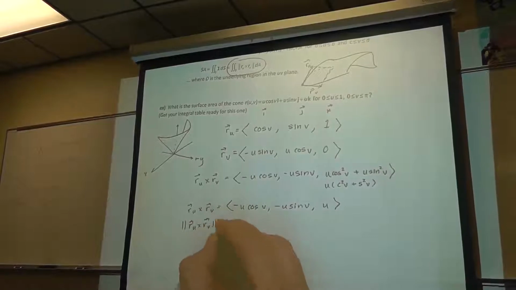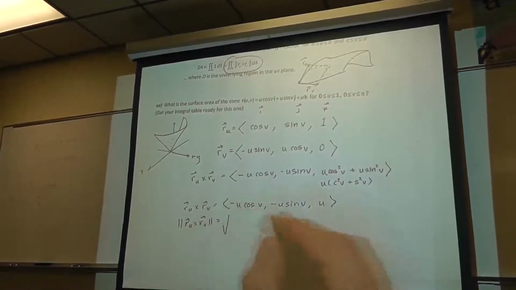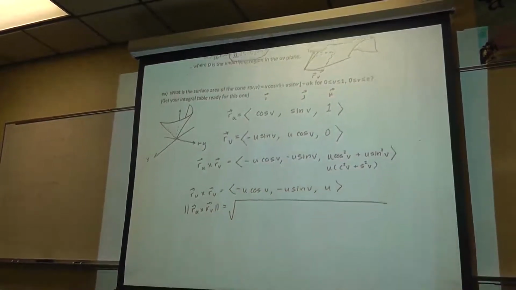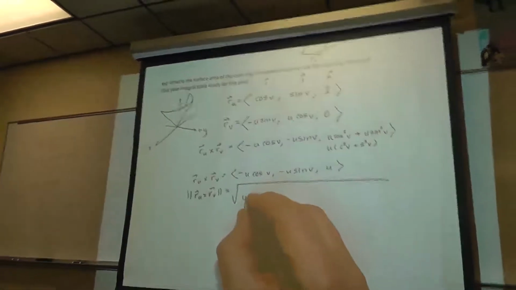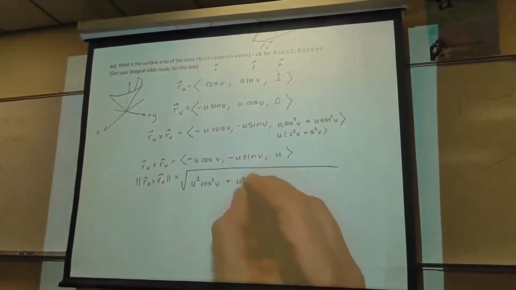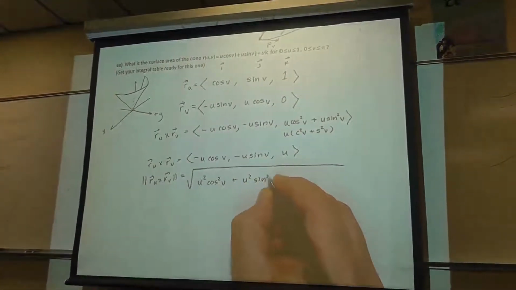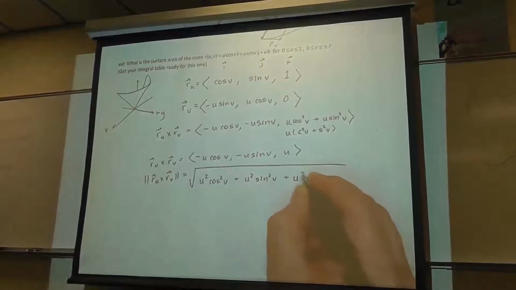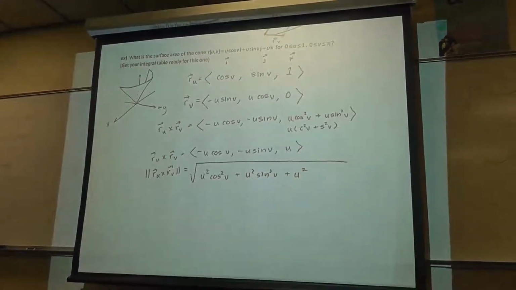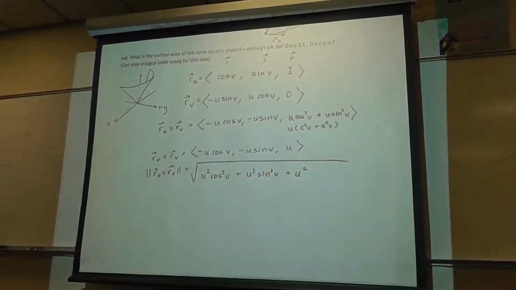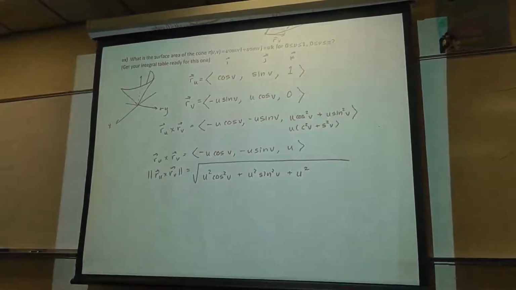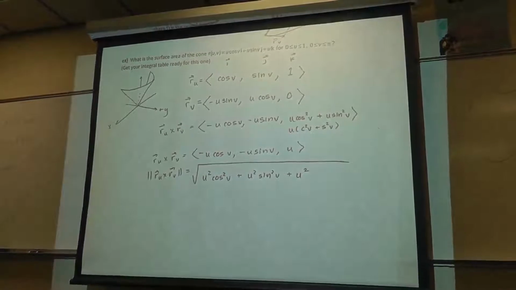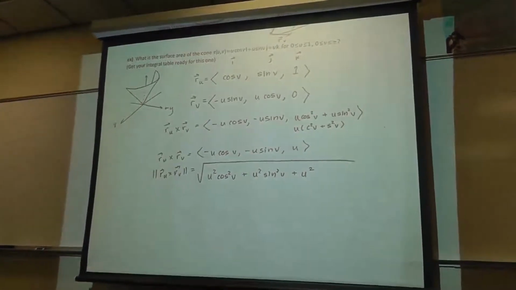Just apply that three-dimensional Pythagorean theorem, open up a big radical, square each component, and notice the squaring is going to get rid of your negatives. u squared cosine squared v plus u squared sine squared v plus u squared. All right, Tim, can I put you on the spot? What does this one simplify to? In the radical, just u squared plus u squared? So in this case, it does become 2u squared.